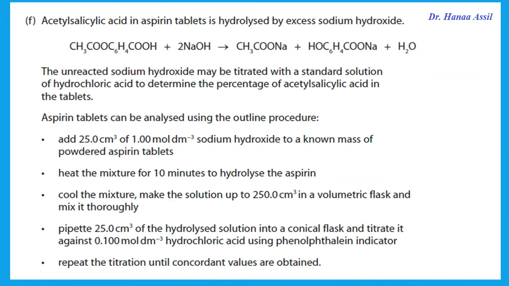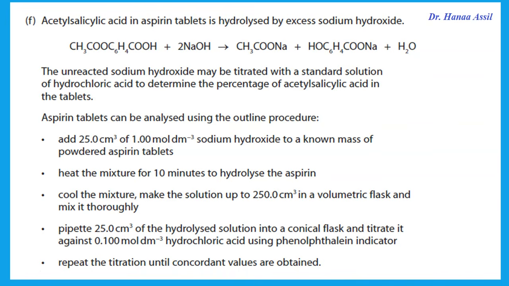Acetyl salicylic acid in aspirin tablets is hydrolyzed by excess sodium hydroxide. The unreacted sodium hydroxide may be titrated with a standard solution of HCl to determine the percentage of acetyl salicylic acid in tablets. So we have tablets that have acetyl salicylic acid. We react with sodium hydroxide and the excess is titrated with HCl. So aspirin tablets can be analyzed using this procedure.